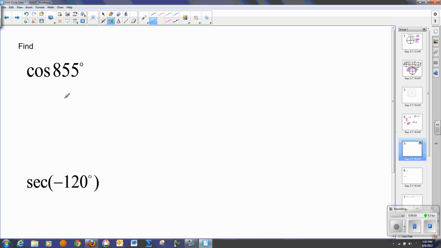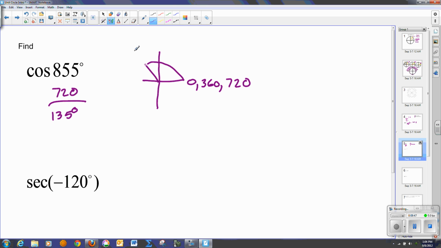Next, we need to find the cosine of 855 degrees. Well, let's think about that. First thing we need to know is that 0 degrees is where I'm always starting. When I go all the way around, I'm at 360. If I go around again, I'm at 720. And if I take 720 degrees away from 855, I end up with 135 degrees left. So that really puts me right here at a 135 degree angle.